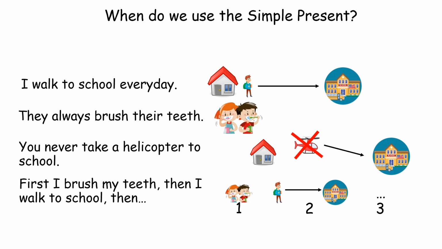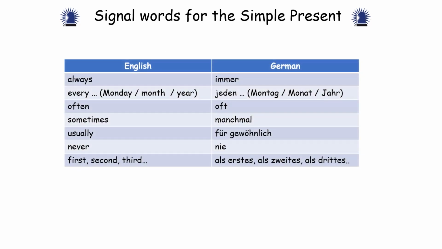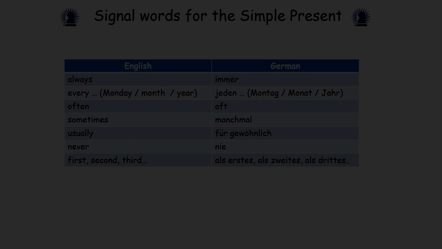So that leaves us with the following rule. We use the simple present to talk about things that happen regularly, always or never, and for series of events. So, now that we know this, there are some certain signal words for the simple present. Whenever you hear or read these words, your mind automatically has to jump to the simple present and nothing else. You might want to copy these into your exercise book if you don't know them already.